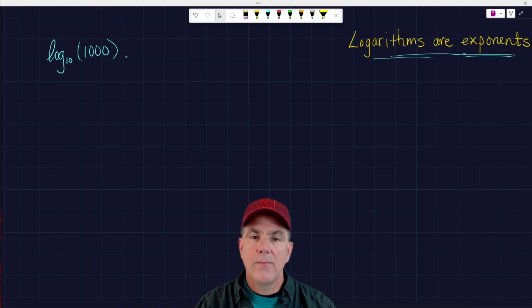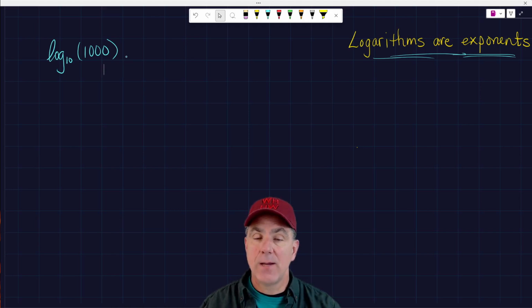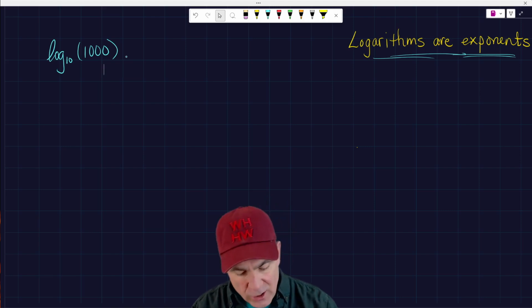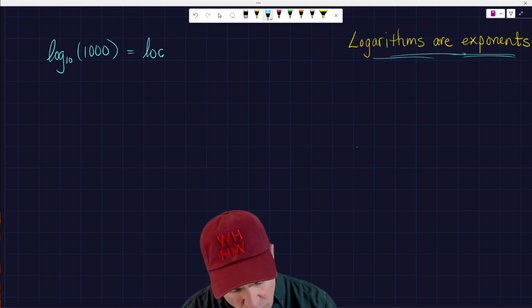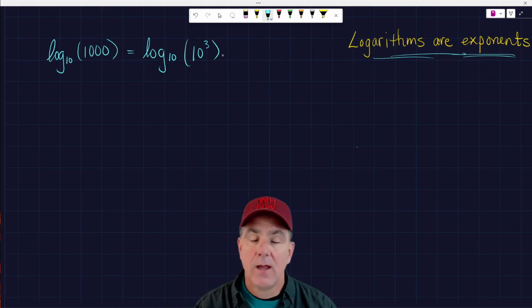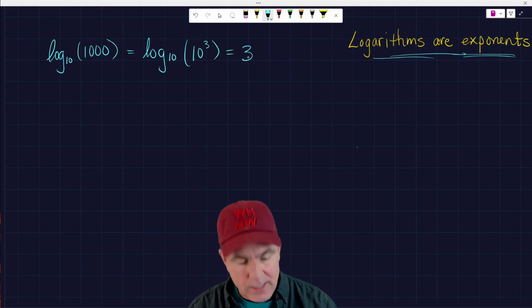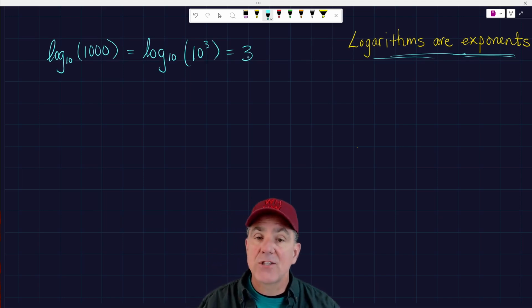So log base 10 of 1,000. What are logarithms? Logarithms are exponents. We are wondering what is the exponent that goes with the base number 10 that will give us 1,000. Well, we can rewrite this. This is the same, of course, as log base 10 of 10 cubed. And then we can see very clearly that the exponent here is 3. That's all logarithms are.